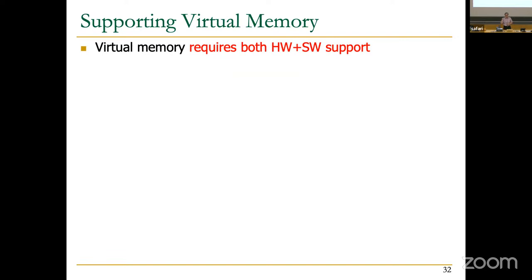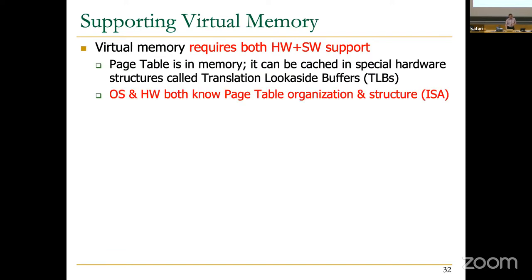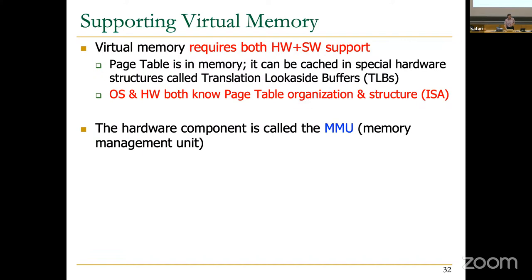Actually, I have a lot of interesting things over here, so we're not done yet. But as I said, virtual memory requires both hardware and software support. Page tables are in memory, and can be cached in special hardware structures, as we have just seen. And the OS and hardware both know the page table organization and structure through the ISA. The hardware component is called the MMU. If you hear this term, it's the memory management unit. It refers to the hardware component, everything that's in hardware. It's not just the TLB. It refers to the page walker and then also the page fault handler, as we will see.